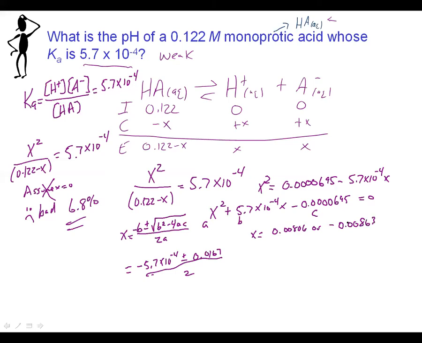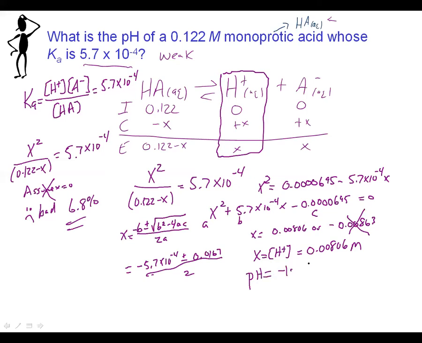Just like before, when you do get these two values, one will not make sense. And hopefully, in this case, it is the negative one that should not make sense because we are looking for the H plus concentration, and that is equal to X. So that means that our X value, which equals our H plus, is equal to 0.00806 molar, which means our pH would equal minus the log of 0.00806. And that would get us a pH in this case of 2.09, give or take.